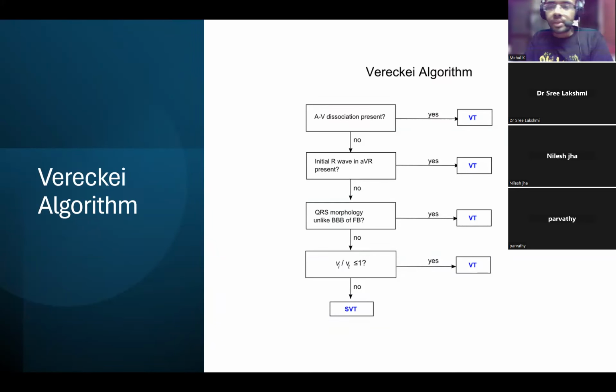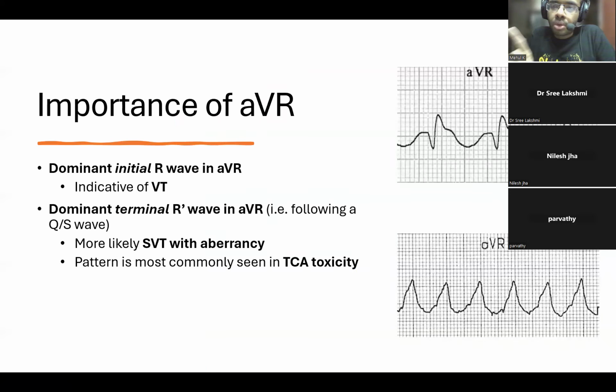Now, what about Vereckei? For Vereckei, I'm not going to go through the entire thing because a lot of them are going to be similar. But the extra thing here is to look at aVR, which I actually think is useful. What is the importance of aVR when you're looking at broad complex tachycardia? Your lead aVR is on your right shoulder. Usually, how does a ventricle depolarize? They will depolarize towards your left leg because the left ventricle is generally bigger, so the net depolarization vector will be going towards your left leg.